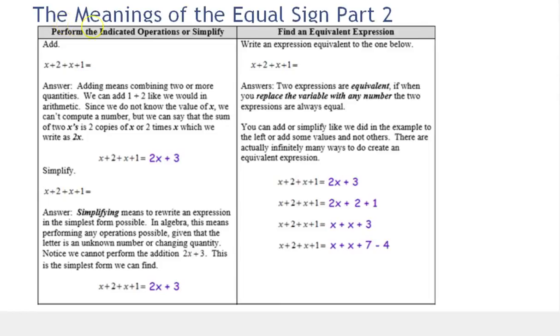In this video, we're going to look at the meanings of the equal sign, part 2. Compared to the last video, now we're going to look at when we have variables in our expressions. First, starting with perform the indicated operations or simplify.